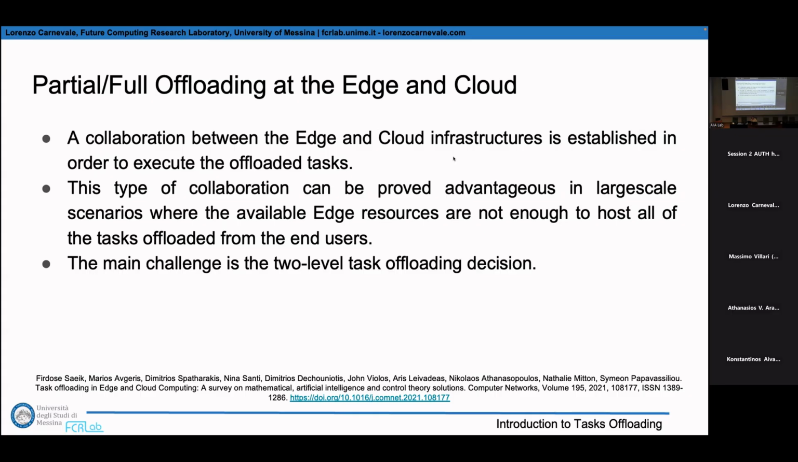So in this case, part of the offloading maybe can be on the edge, for example, the preprocessing of data. But part of the task could be on the cloud. So, for example, the training or an inference that can take too much time. Of course, this kind of collaboration has good advantage when we are in a large-scale scenario.